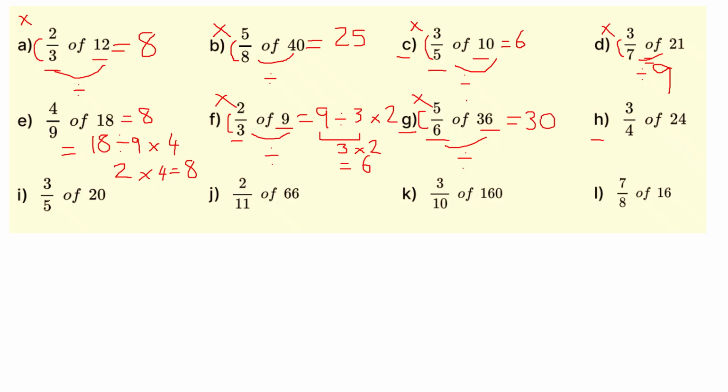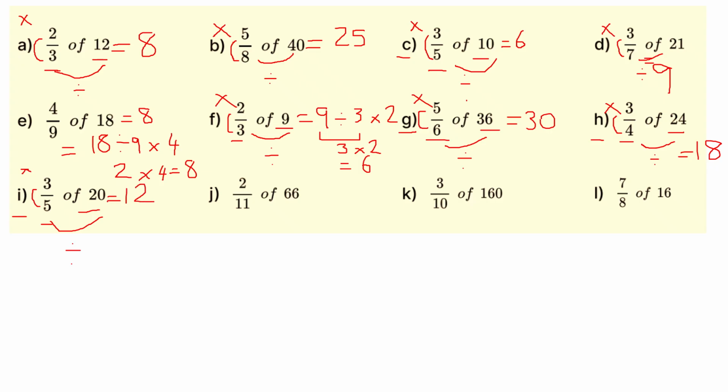Part H, 3/4 of 24. So we do 24 divided by 4 is 6, and 6 times 3 is 18. So again, we divide by our denominator and then multiply by the numerator. So divide by the bottom and then times by the top. Part I, 3/5 of 20. Again, we do 20 divided by 5 is 4, and 4 times 3 is 12.